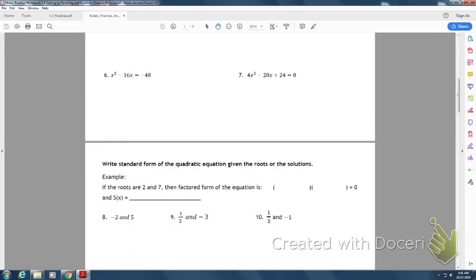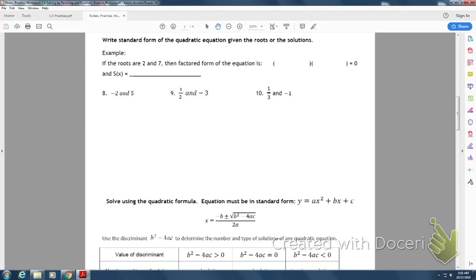All right, let's go to the back. So on here, we're doing the process we just did, we're doing it backwards. So instead of getting to the roots, the x-intercepts, it's giving us the x-intercepts, and it's wanting us to go backwards to standard form. Alright, so Peyton, if the two roots that they give me are 2 and 7, what factors would give me roots of +2 and +7? X minus 2 and x minus 7.